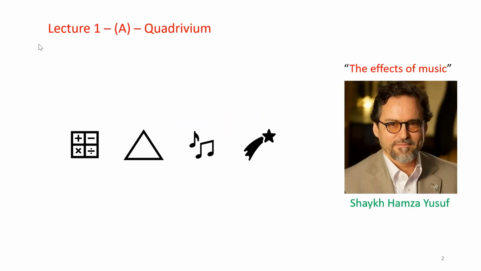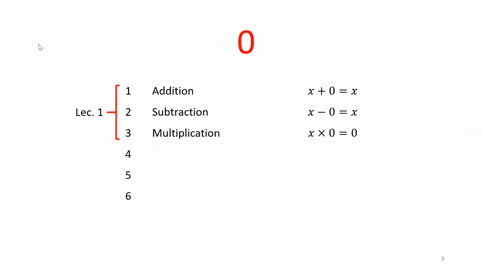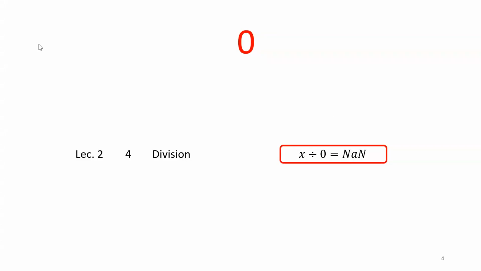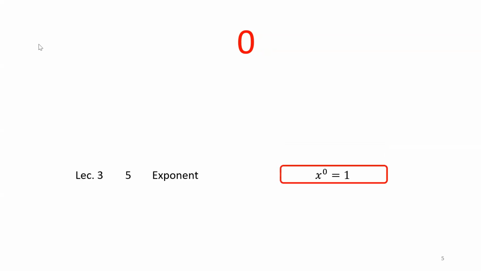Now, we started this lecture series by the principle of quadrivium. And in the first lecture, we talked about some properties of the number zero. In the second lecture, we focused on why x divided by zero is not a number. And in this lecture, we'll talk about why x raised to the power zero is equal to 1.